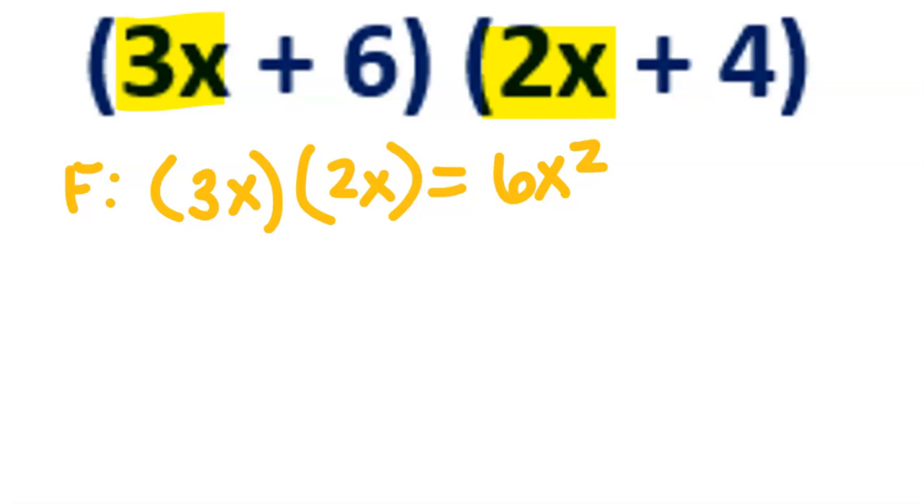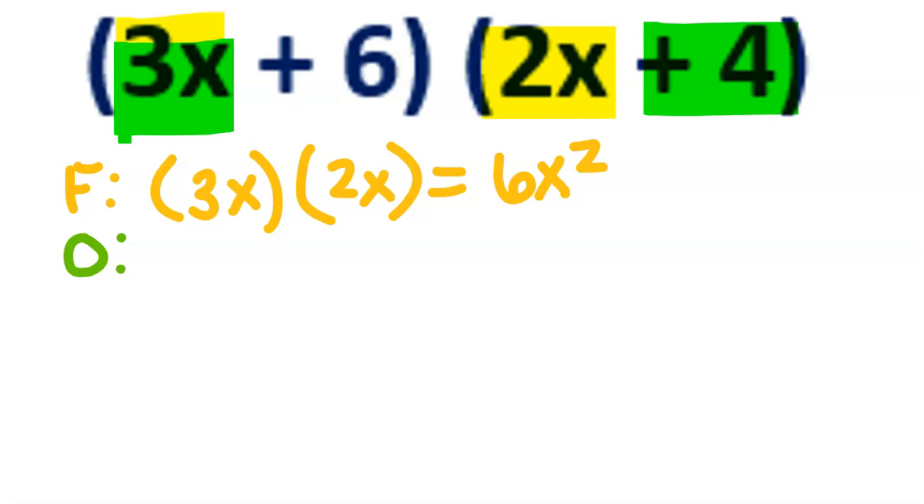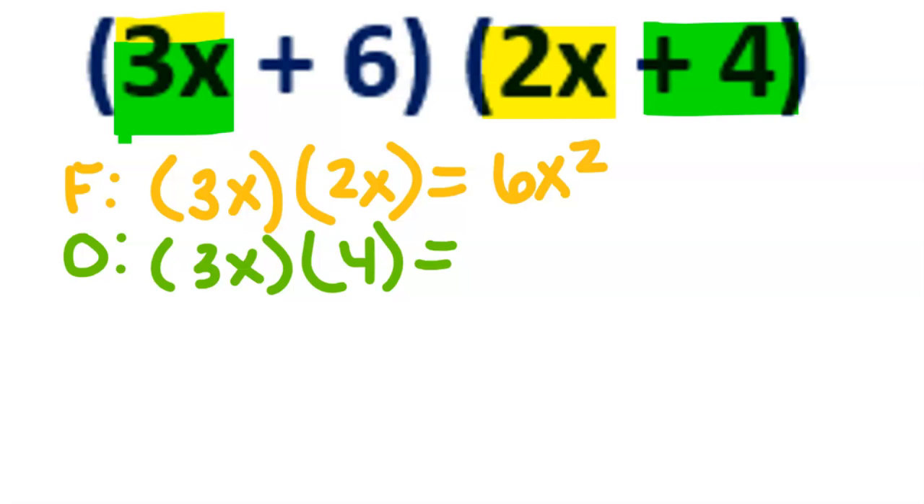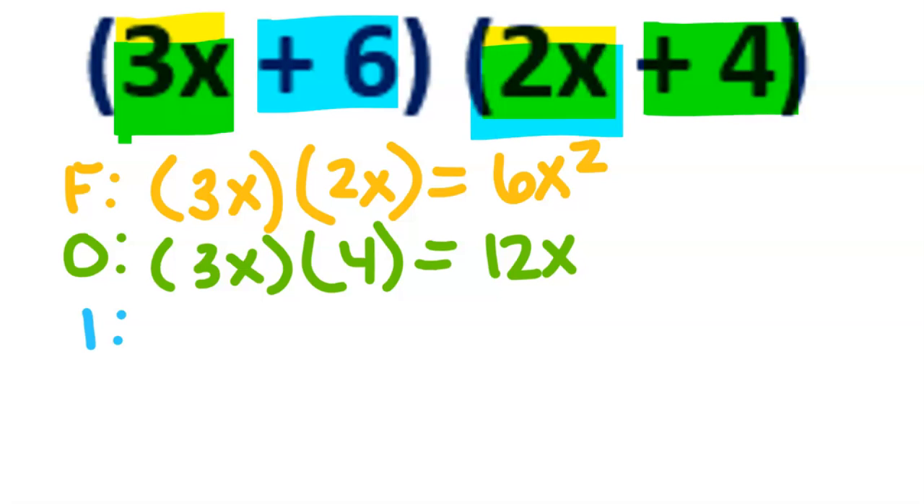Next, we're going to look at the second letter in the acronym FOIL, which tells us to identify our outer terms of each polynomial, which in this case are 3x and 4, and when multiplied by each other, we get 12x. Next, we have I, which stands for inner, so our inside terms are 6 and 2x, and when multiplied together, we get 12x.